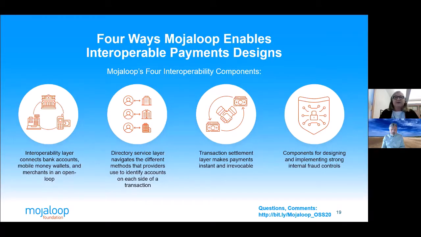So how do we enable interoperability in this payment platform? There's 4 key components to this. First of all, there's an interoperability layer that connects bank accounts, mobile money wallets, and merchants in an open loop system. Emphasis open loop. That's an important shift for payments, particularly in the developing countries. Second, we provide a directory service layer that navigates the methods that providers use to identify accounts on each side of a transaction. So ensure that those accounts are validated and accurate. Third, we provide a transaction settlement layer that makes payments instant and irrevocable. The instant is so important. If you're living on $2 a day, you can't afford to be without that cash for several days. And that's something that we want to change.